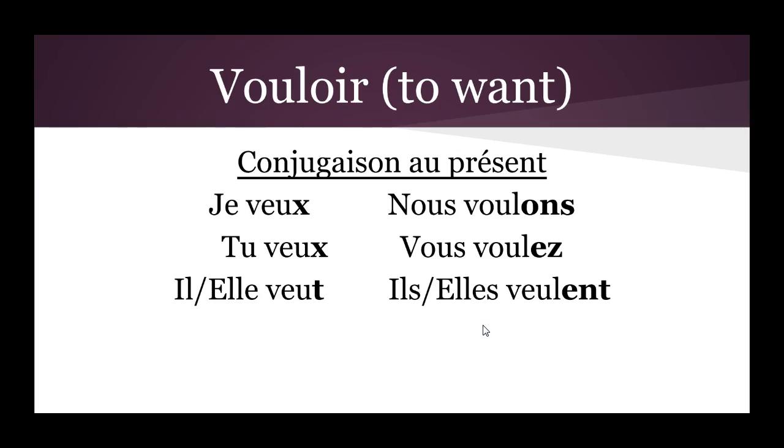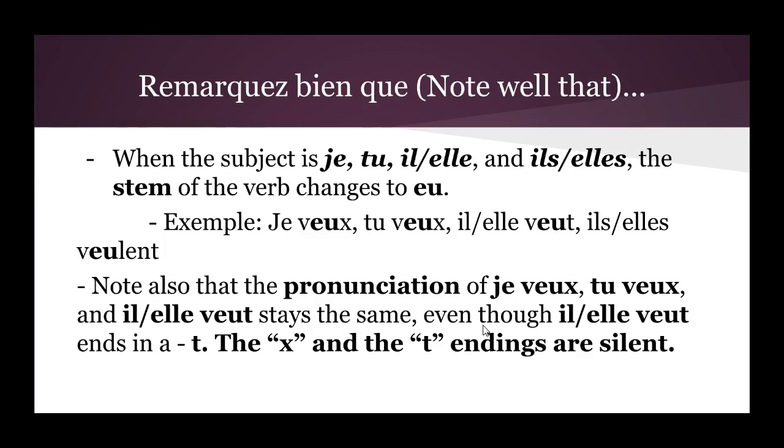Okay. Please note the endings, les terminaisons à la fin de chaque mot. Just note the endings that I put in bold, at the end of each word. Alors j'ai fait une petite note ici pour vous aider. I made a little note here to help you. Alors remarquez bien que, note well that, when the subject is je, tu, il, elle, and ils, elles, the stem of the verb changes to eu. Alors, par exemple, je veux.